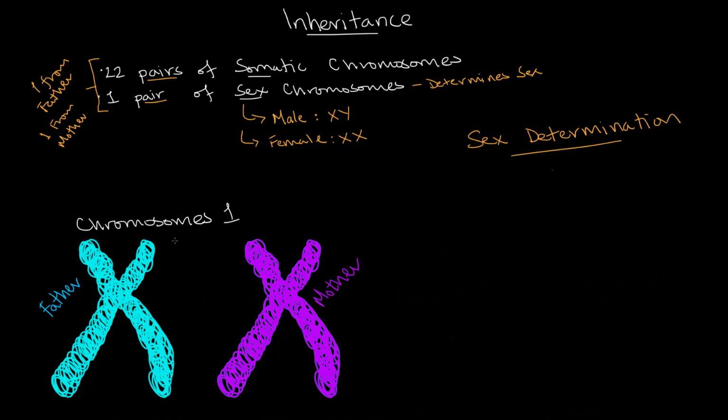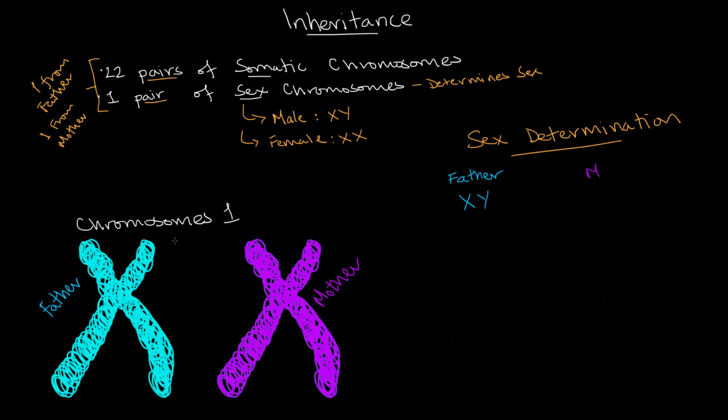So again, sex determination is just how the baby knows whether to become a male or a female. Okay, so we said that you get 1 chromosome from your mother and 1 from your father, and the same is true of your sex chromosomes. So we know that the father is a man, right, is a male. So he's going to have the chromosomes X and Y.